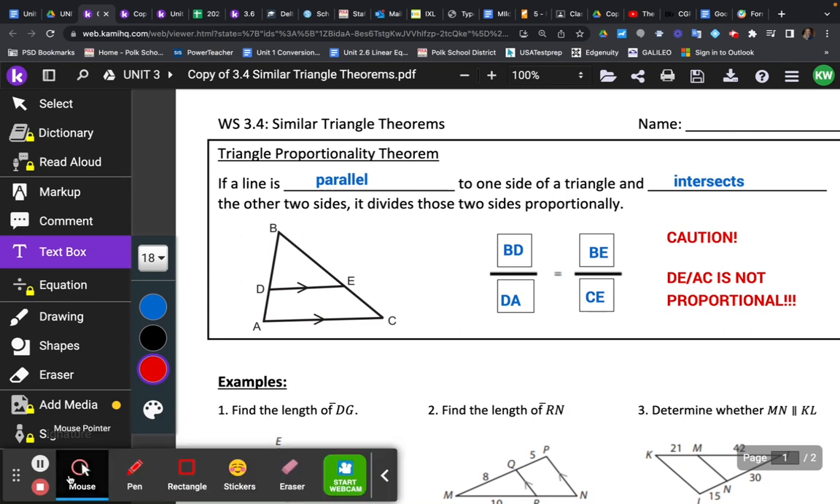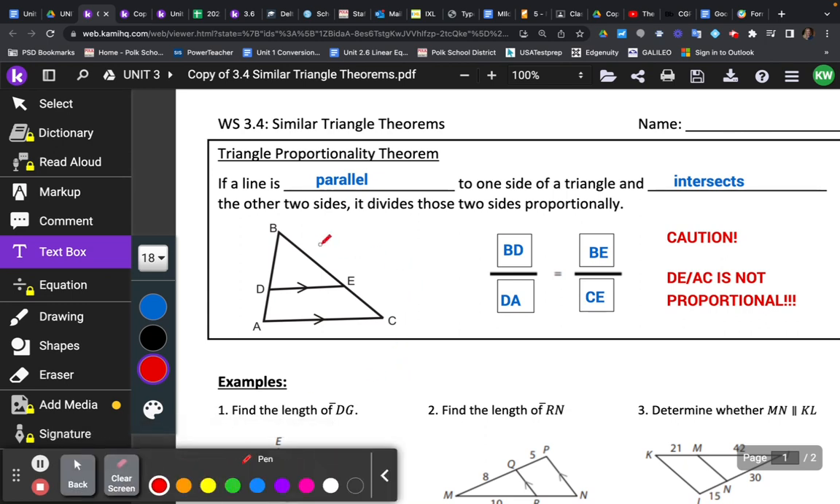So let's see. I'm going to get my pen a little bit so you can see it. So again, BD, this section right here, over DA, that's our segment right here. You could also have said AD on this one. That segment is going to be proportionate to BE, from B to E over E to C, or C to E in this case.